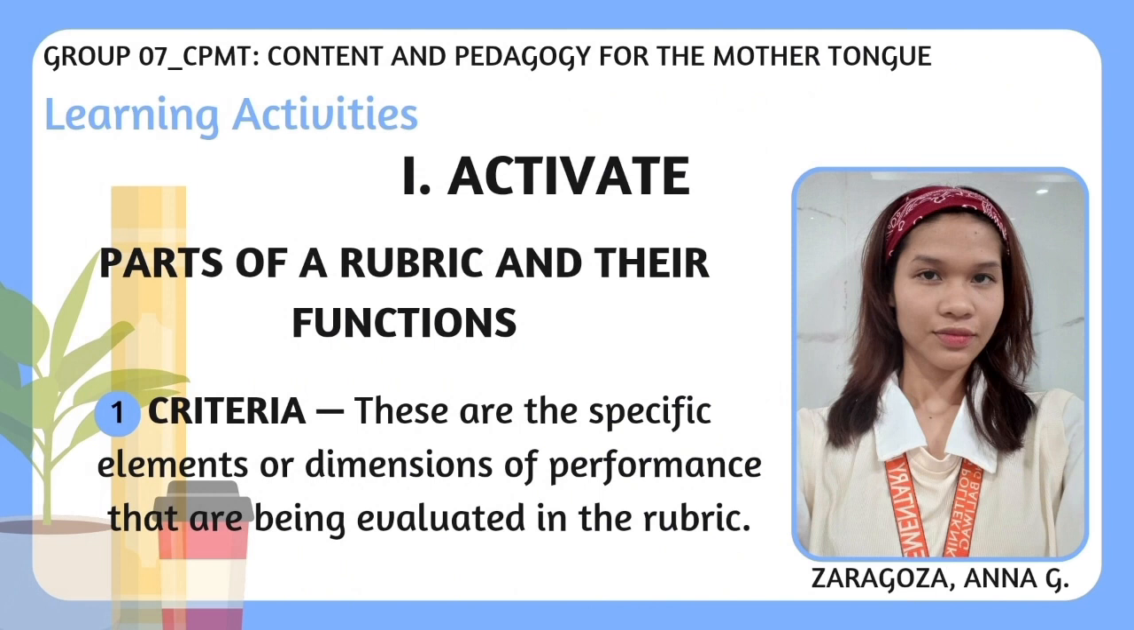Now that we know the definition of a rubric, let's discuss its parts and their functions. First is the criteria. These are the specific elements or dimensions of performance that are being evaluated in the rubric. Each criterion represents a distinct aspect of the task or assignment that contributes to the overall assessment. Criteria are typically determined based on the learning objectives and expectations for the assignment.